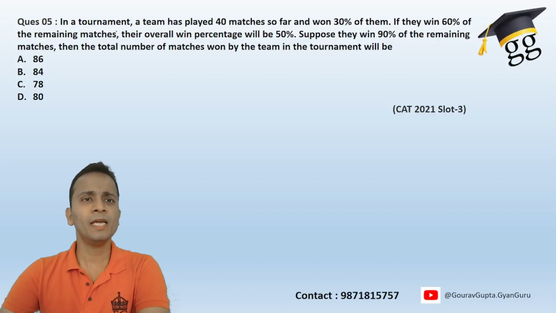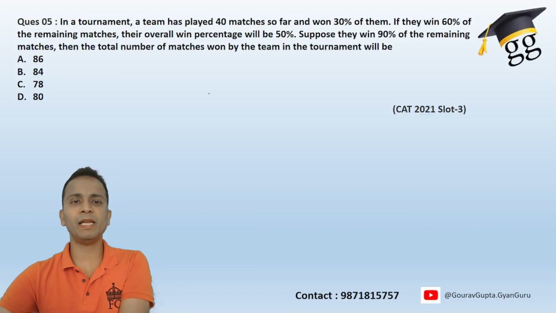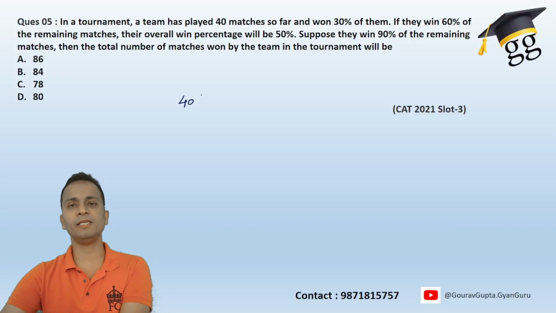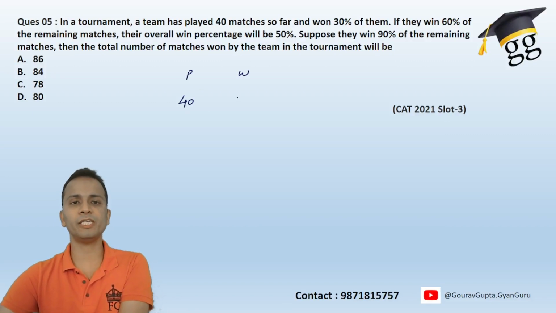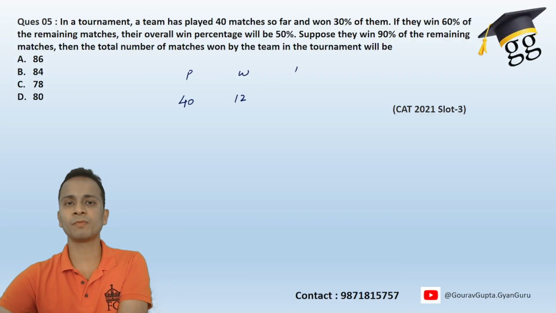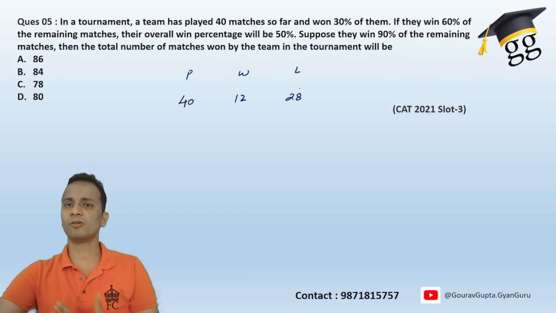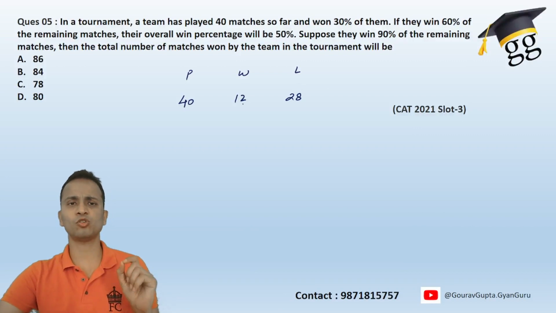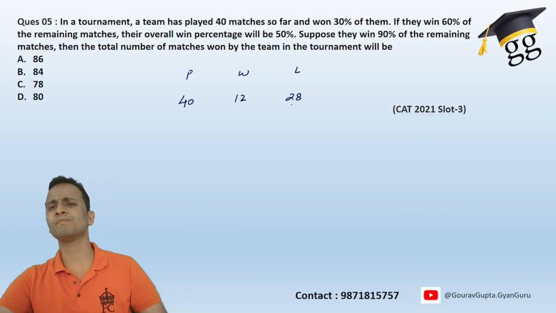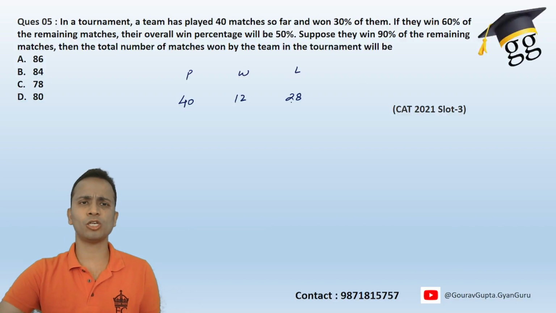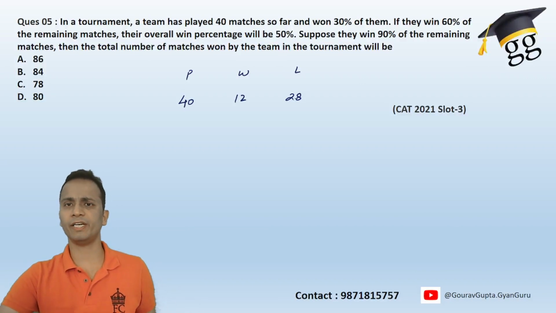Let's check. In a tournament, a team has played 40 matches so far and won 30% of them. So this is played, win 30%. That means they have won 12. And they will lose the remaining, that is 28. Okay, lost or drawn, whatever. So win is 12 and the remaining you can consider as losses or draws, whatever it is.